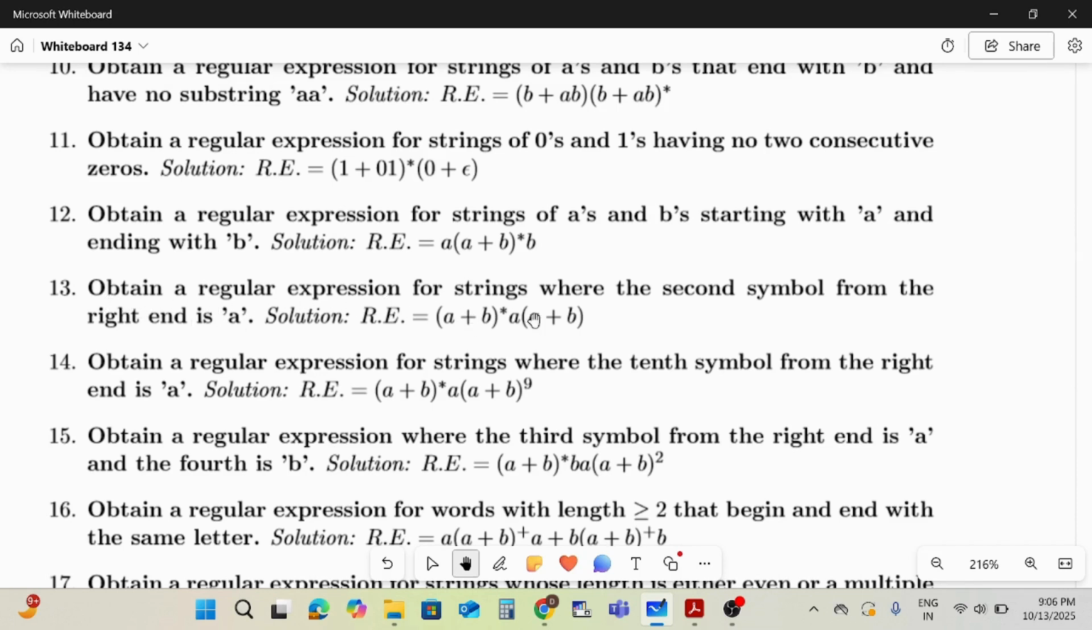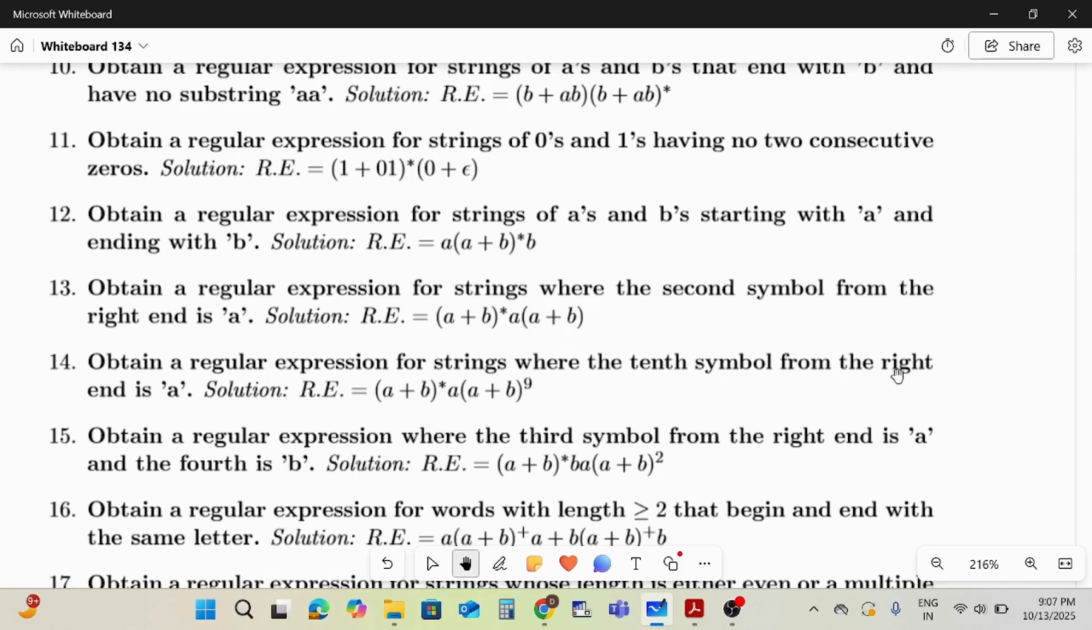Similar fashion, problem number 13: obtain a regular expression for the strings with the second symbol from the right being A. So this is the first symbol, either A or B. The second symbol should always be A, and in the beginning you can have any number of A's and B's. From the right means you should start like this. From the left means like this you should be able to begin.